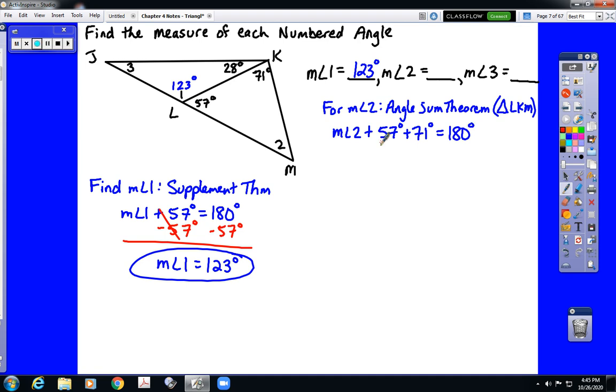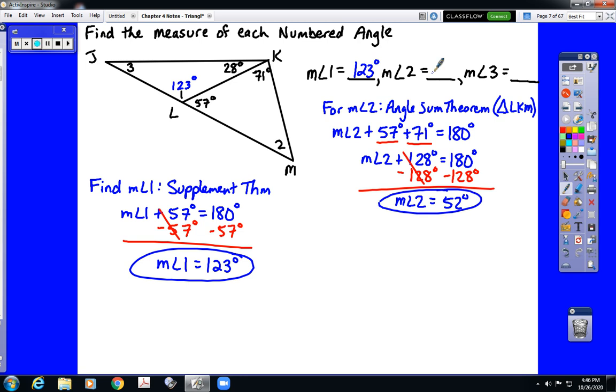From there, we would just simply be combining like terms to give us that the measure of angle 2 plus 128 degrees equals 180. Make sure I did that right. Yep. And then we would subtract 128 degrees from each side of that equation, which would give us that the measure of angle 2 is equal to 52 degrees, which we can then write in the answer slot, and we can write on our picture, allowing us to use it if we wanted to find the measure of angle 3.